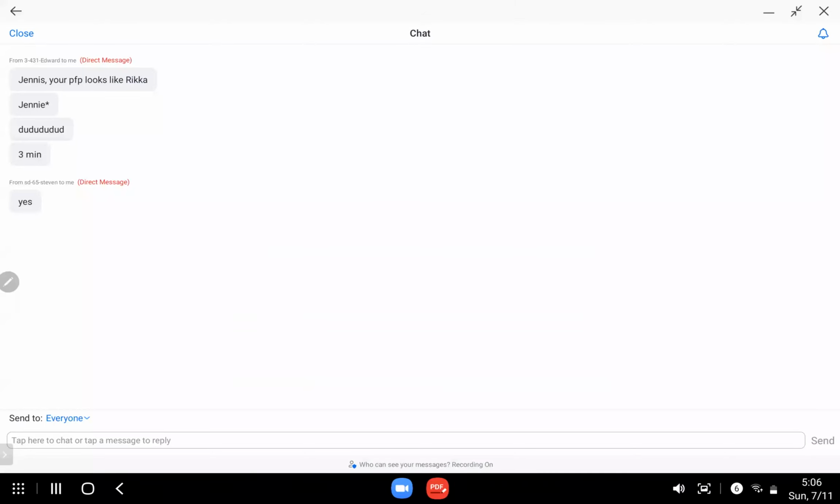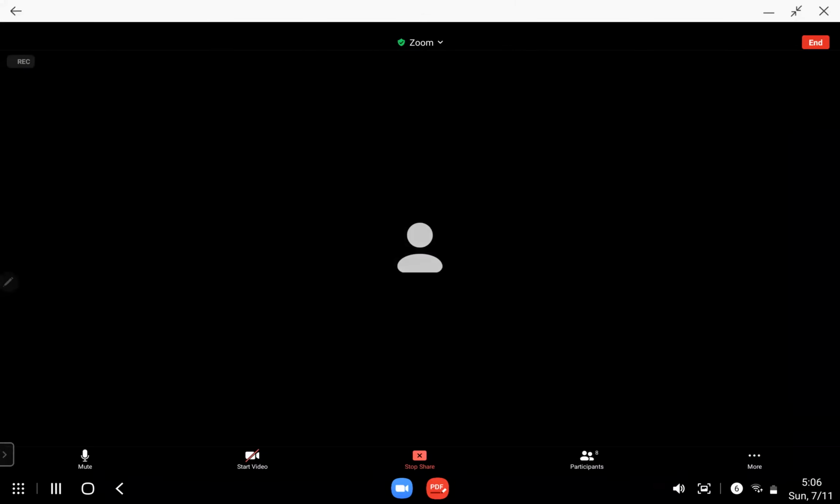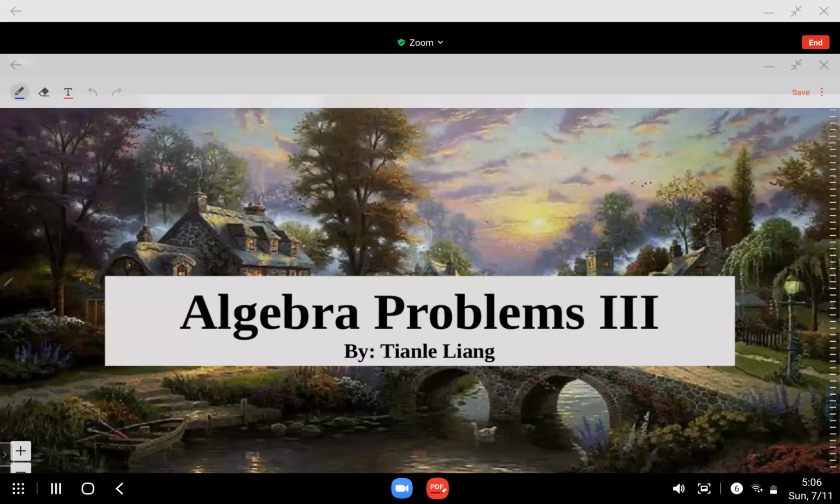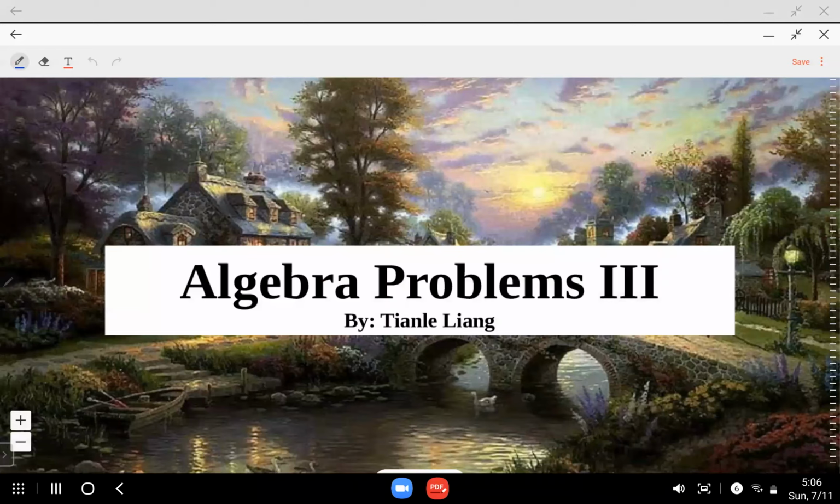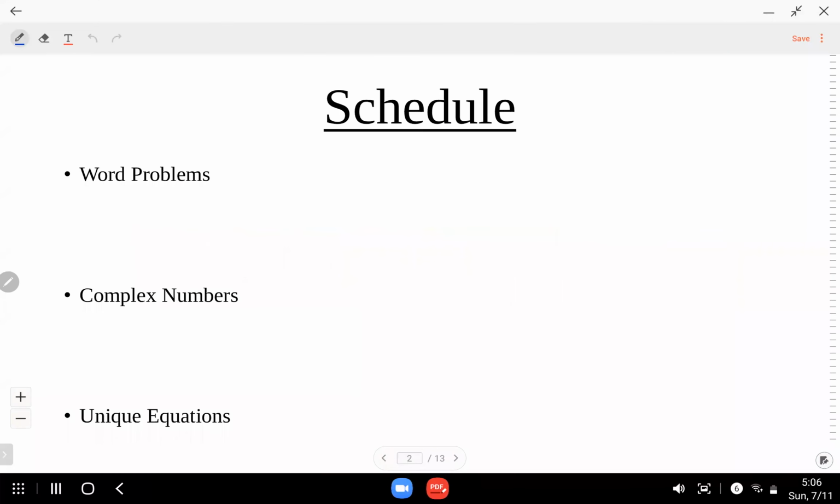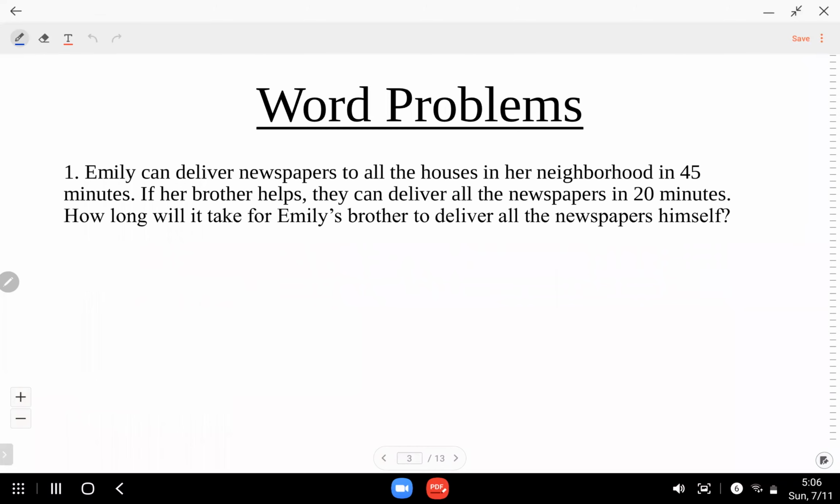Okay. All right. Let's start. So our schedule, first we'll start with word problems, and then we're going to learn about complex numbers. And then we are going to learn about unique equations, and these are not your average linear equations. They're a bit harder to solve, not very classic style. So, let's begin.